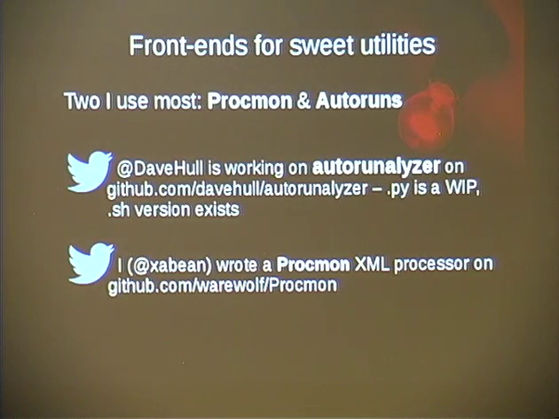As a kind of system integrator by trade, I like using front ends to make my life easier. So David Hull is writing an application called AutoRunalizer. AutoRuns, like I said, is from Microsoft Sysinternals. You can have it export a CSV file that has a SHA and MD5 hash of every program it's identified that is configured to come up on boot. In his script, he's got a shell script that works. What it does is it takes that hash and bounces it off VirusTotal, so you can really quickly identify something that's a known bad to the entire community. His Python version is a work in progress. He's still working on it.